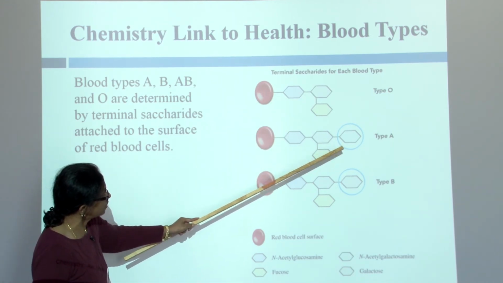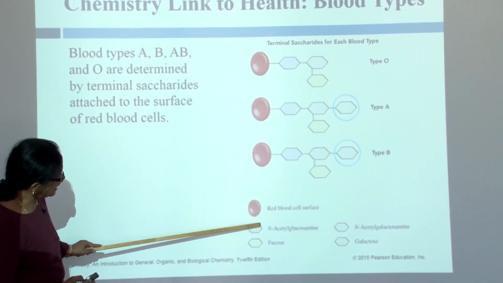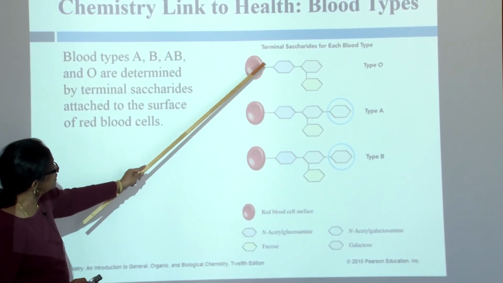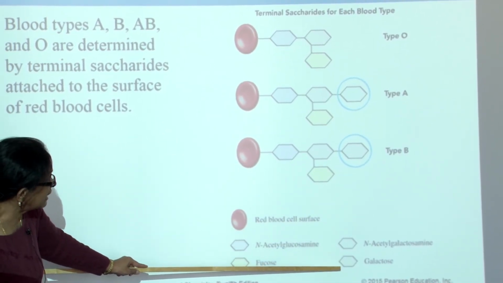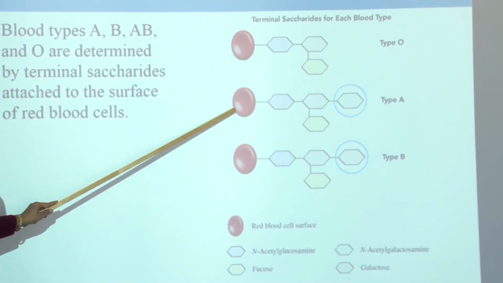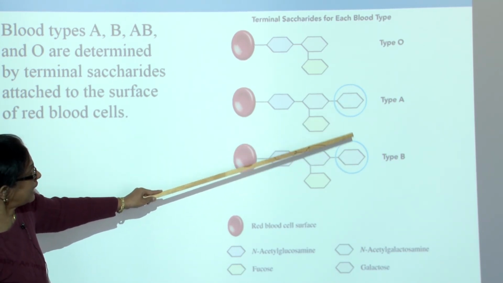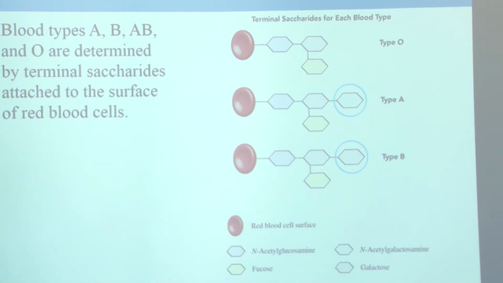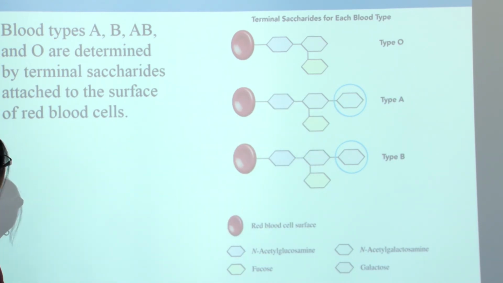So there is the terminal sugar, the terminal sugar. This is the red blood cell surface. This is N-acetylglucosamine, this sugar. This one is the fucose. This is galactose. So you can see that every blood type has the 3 basic sugars. There is an extra sugar attached to type A and B that gives it the particular type. So that's how they are differentiated. The difference between these blood types is based on the terminal saccharide unit that's present.